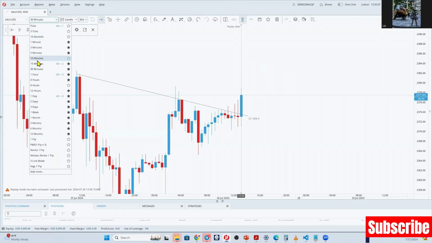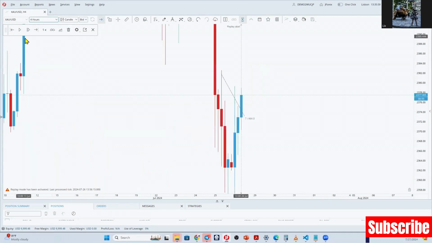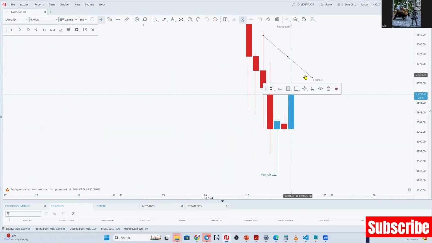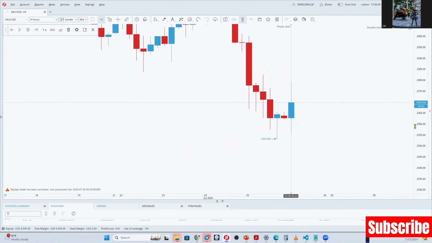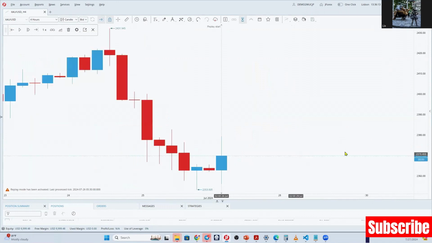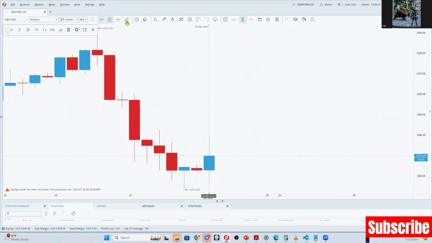Then from the H4. Okay, H4. We have an engulfing. All right, so now that you have an engulfing on H4, we use it like that. So we have an engulfing here on H4.